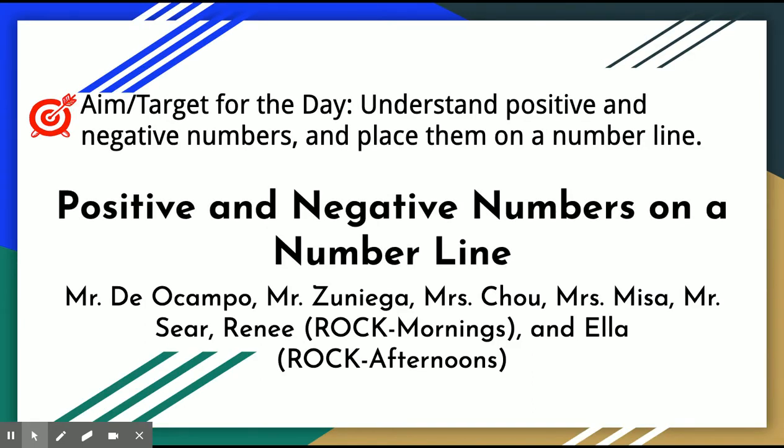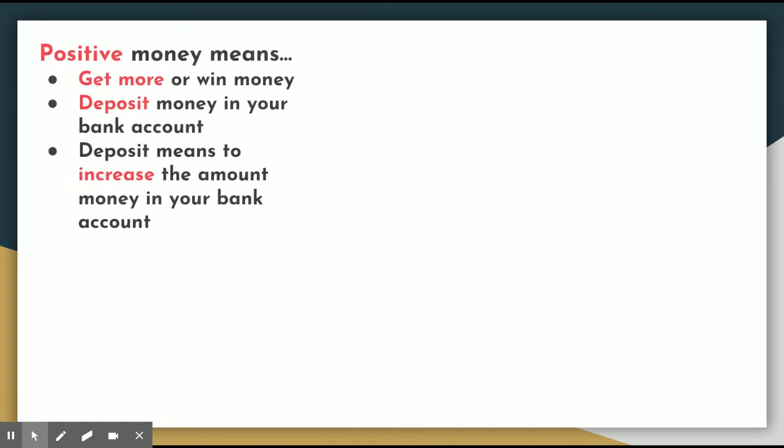Today's lesson was on positive and negative numbers on a number line, which is the title here in the middle. We talked about positive money. Positive money means getting more money or winning more money. Positive money means deposit money in your bank account. So there's a new word called deposit. Deposit means to increase the amount of money in your bank account.